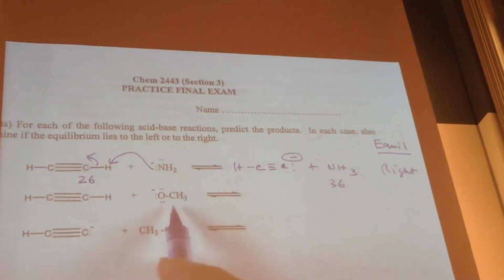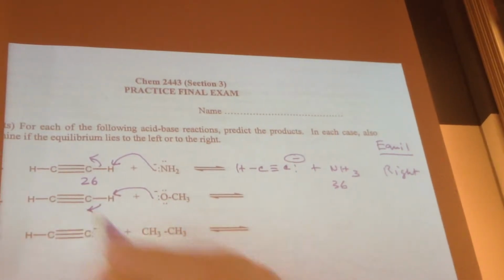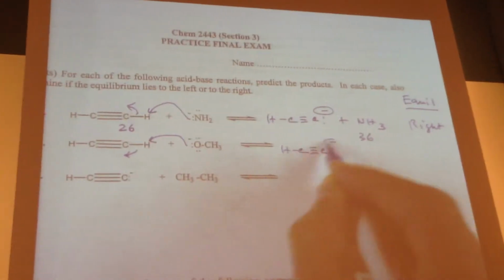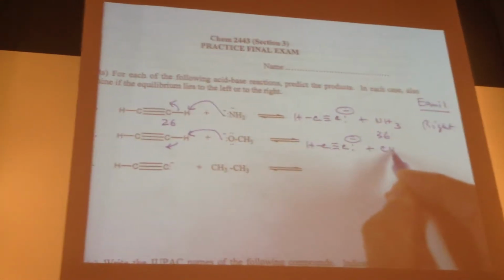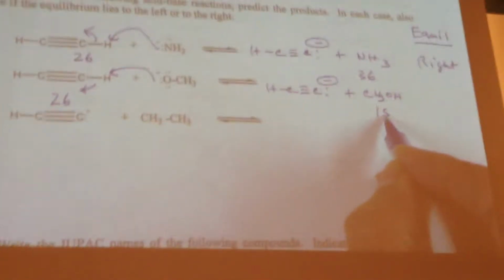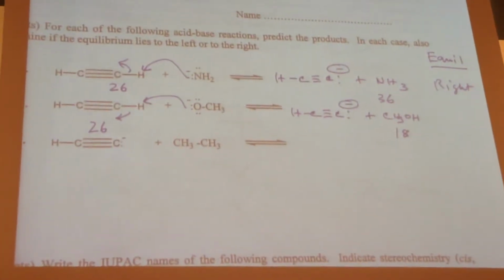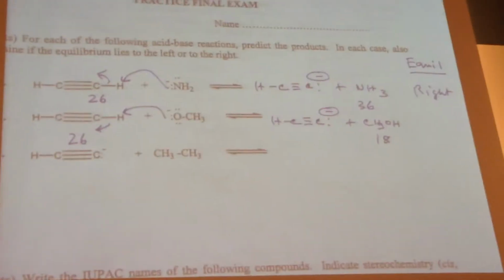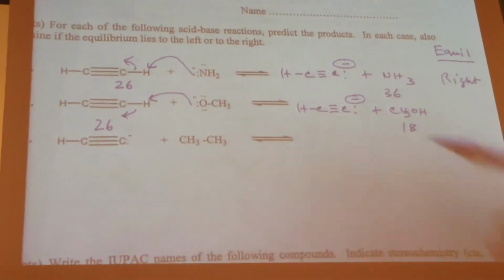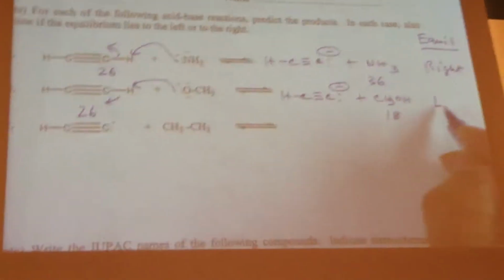Do the same thing with the methoxide, that is picking up this proton and giving you the same anion plus methanol. And this is again 26. Now in this case, the methanol is around 16 to 18, as we mentioned, far more acidic than the acetylene. And obviously then the acid is going to push in the other direction, so the equilibrium will remain on the left.